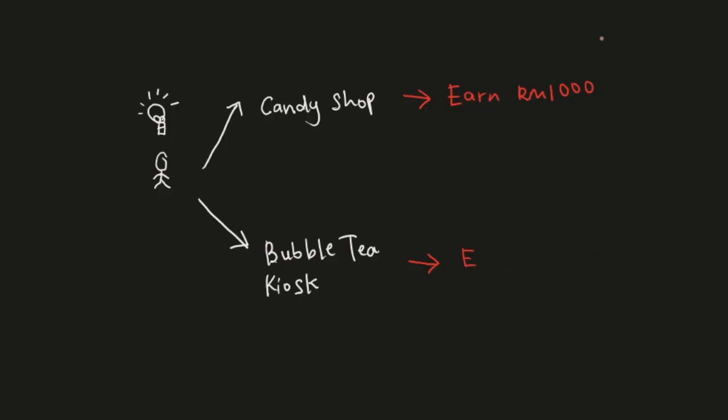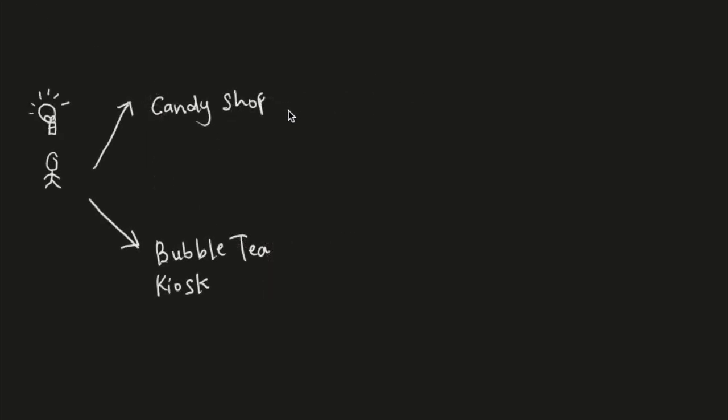Okay, so this time around, we are going to use the same example to illustrate the use of decision tree in quantitative analysis. So the same condition applies. Let's say you have two business projects, two potential businesses that you can proceed with, which is a candy shop and also the bubble tea kiosk.